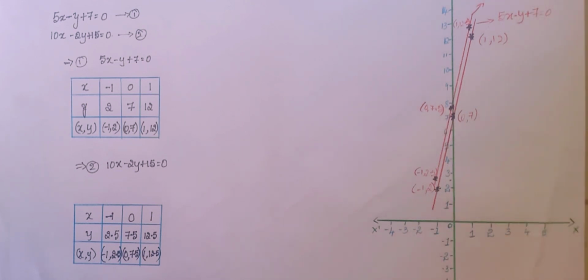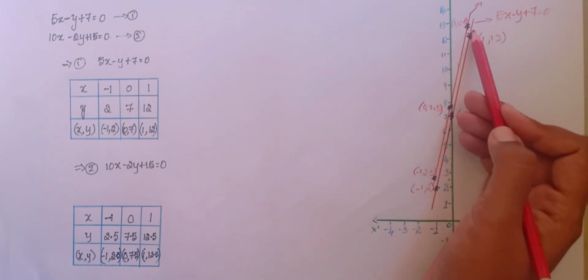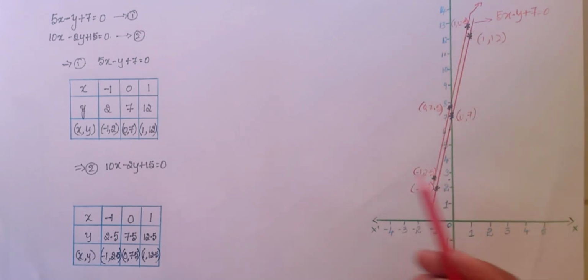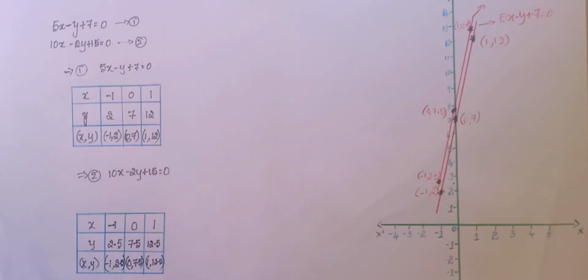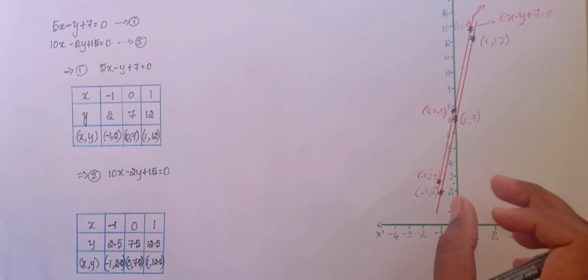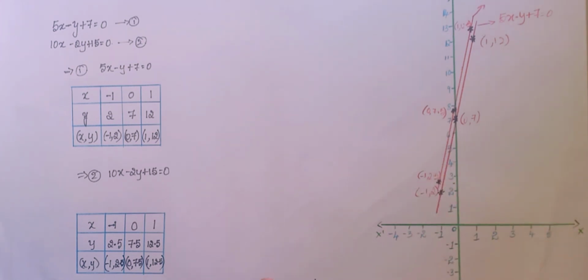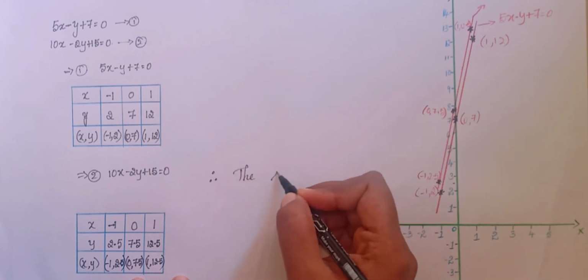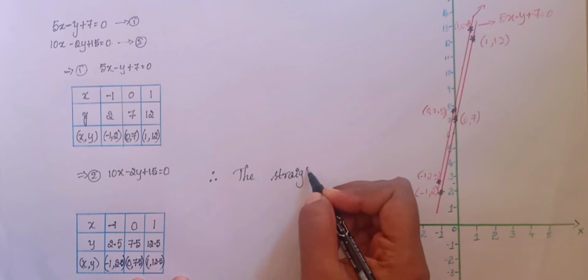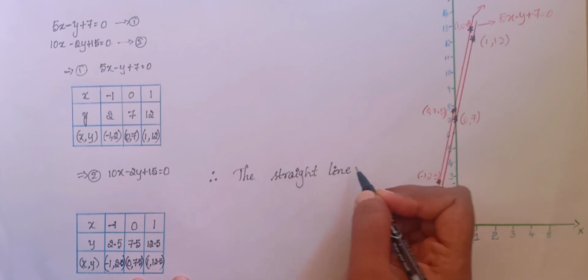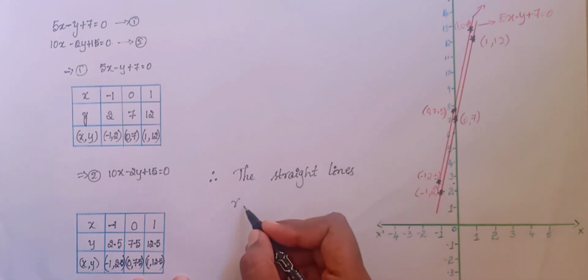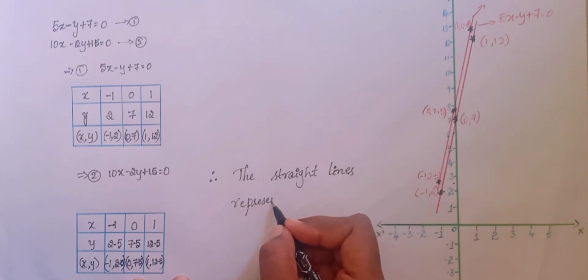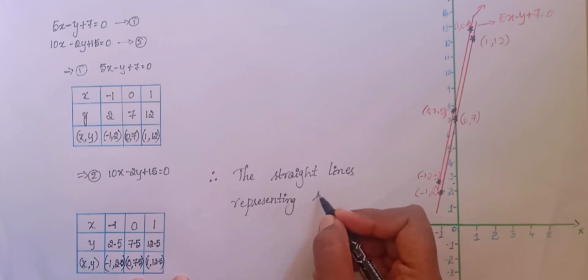You can see here we are getting parallel lines, because from here to here how much gap is there, here also we have that much only. There is a 0.5 difference everywhere. Because of this we are getting parallel lines. We can also see from the obtained graph that the straight lines are representing parallel lines. Therefore we can write: the straight lines are representing parallel lines.